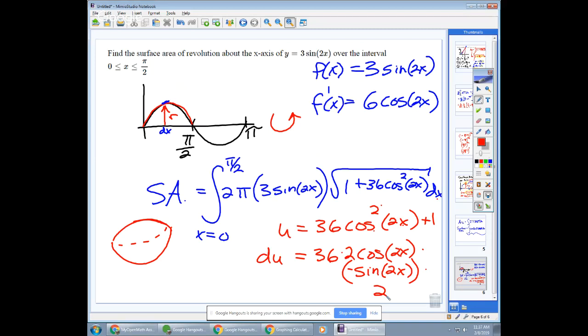Okay, so what does that give me? And that's a dx. So I get that du is equal to 36 times 2 is 72, times another 2 is 144, make it negative. Negative 144 cosine of 2x, sine of 2x. Does that appear outside of my square root? No. I just have a single sine, right? So this is cool. I see that outside, but that's not there, so this didn't work. We tried. That's okay.